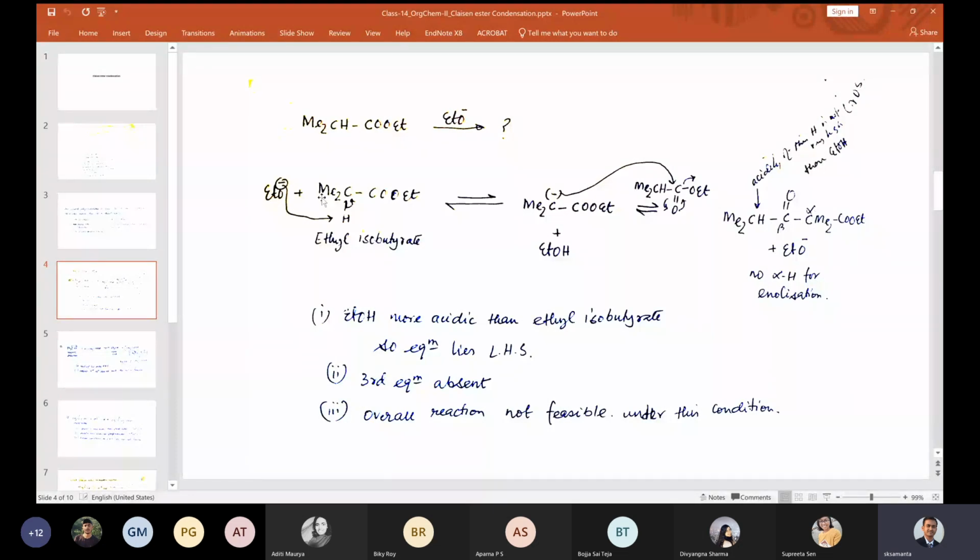And the first equilibrium, as we know, always lies towards the left hand side, because in this case again the acidity of this proton is very low. So the pKa of this would be much higher than the pKa of ethanol. That means this equilibrium would always tend to lie towards the left hand side. So the overall equilibrium lies towards the left hand side. In this condition, this reaction is not feasible. But this reaction could be made feasible. Can you tell me how we can make this reaction feasible?